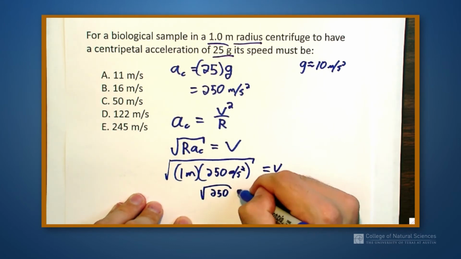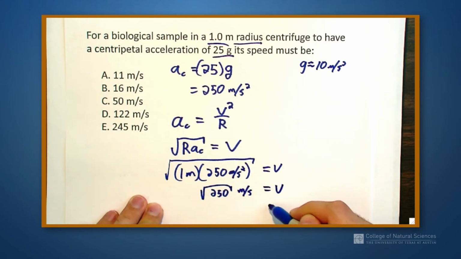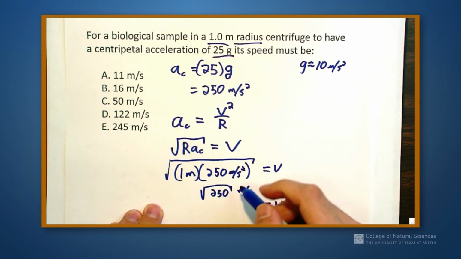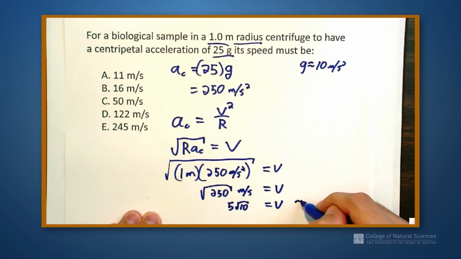2500, and this is going to be meters per second if I pull the unit outside, which means my final velocity is going to be 5 times the square root of 10. Square root of 10 is just a hair over 3, so I think this works out to be about 16 meters per second.